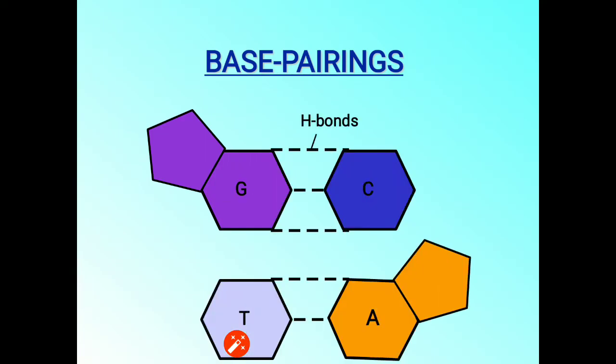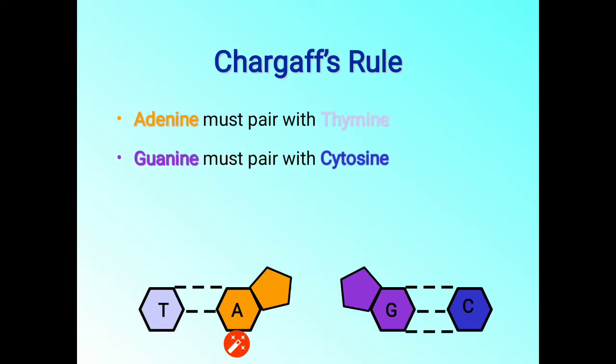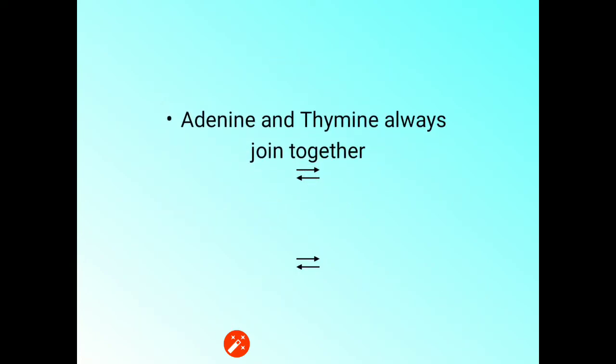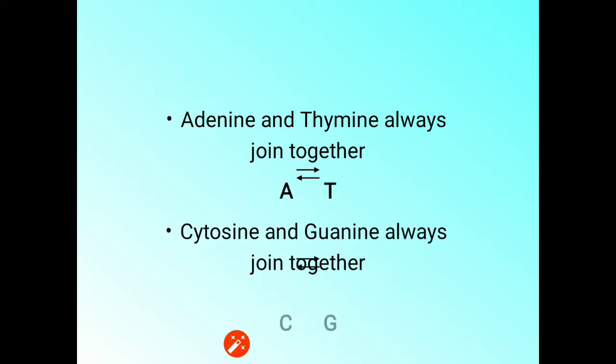It gives stability to the DNA structure. Now about Chargaff's rule. Adenine must pair up with thymine. Guanine must pair up with cytosine. So, their amounts in a given DNA molecule will be about the same. That means purines will be equal to pyrimidines. Same information is there.